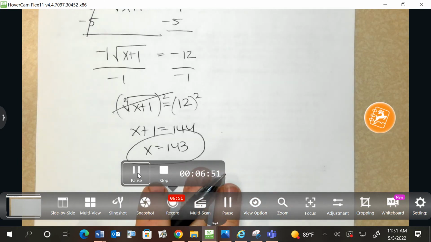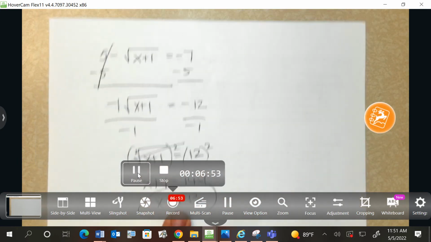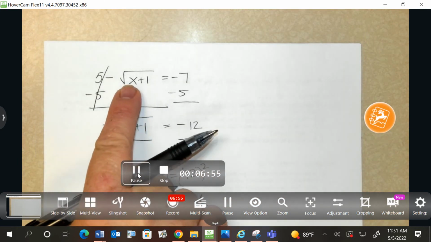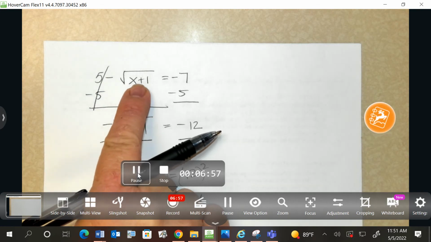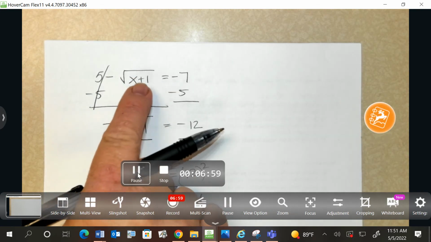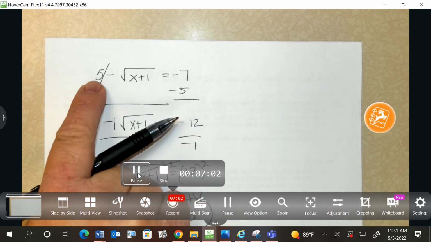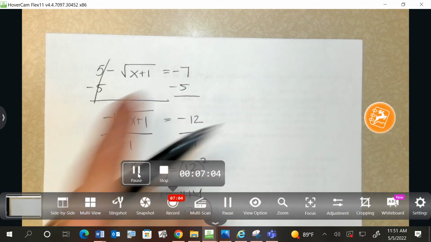Now, how do I know this is the correct answer? I can take 143 and come back up here. 143 plus 1 is 144. The square root of 144 is 12, and 5 subtract 12 is, in fact, -7.